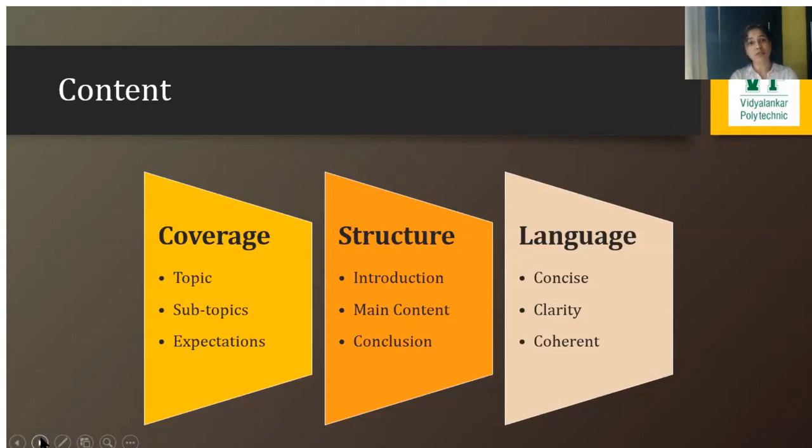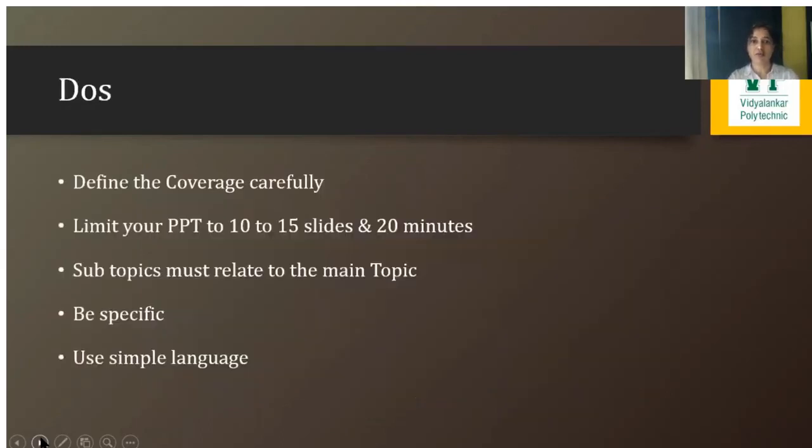When I'm talking about the term coherent, that means the ideas should be logically linked with each other. There should not be a gap between the ideas, otherwise there will be distortion of the message in the mind of the audience. There are certain do's and don'ts when we are talking about content. We have to make sure that we have defined the coverage carefully.